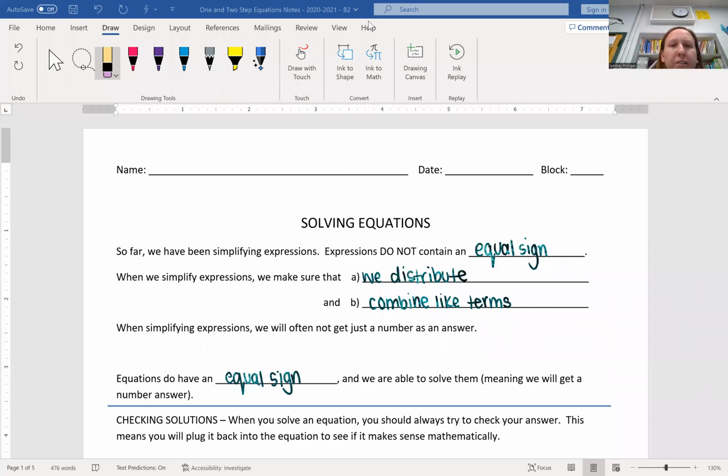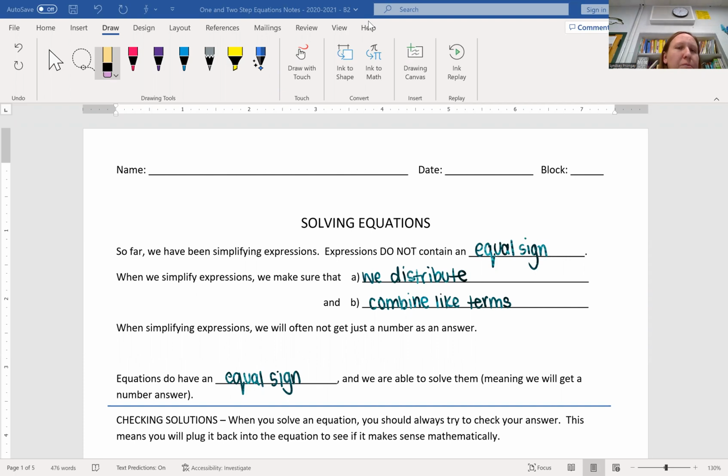Okay, this is our first video in our new topic, which is equations. So some general notes about solving equations. So far, we've been simplifying expressions, and we've talked about this. Expressions do not contain an equal sign.